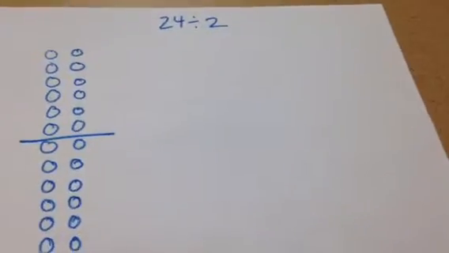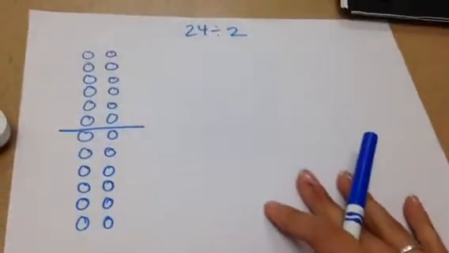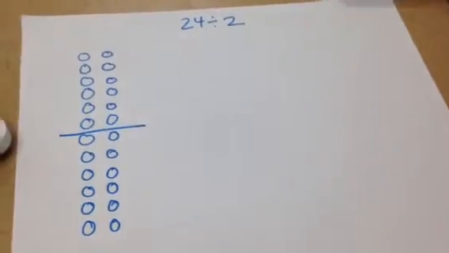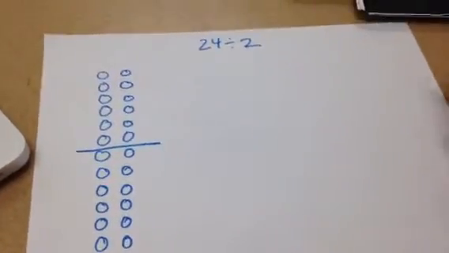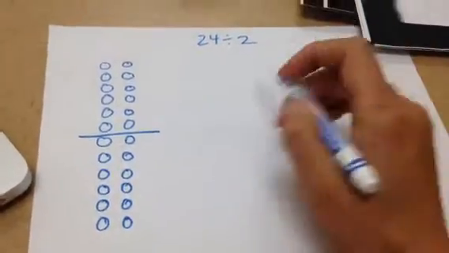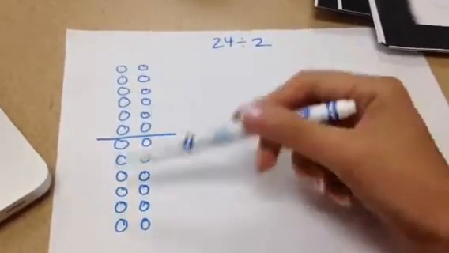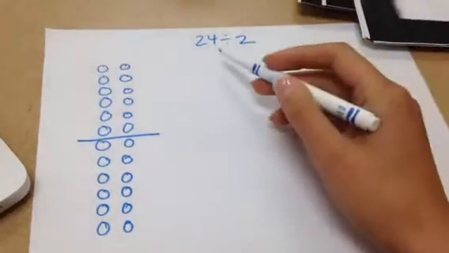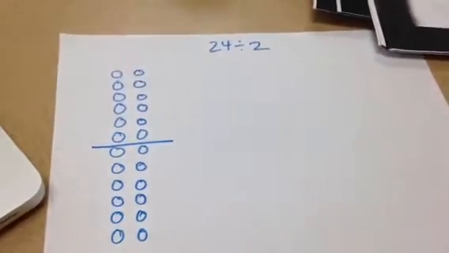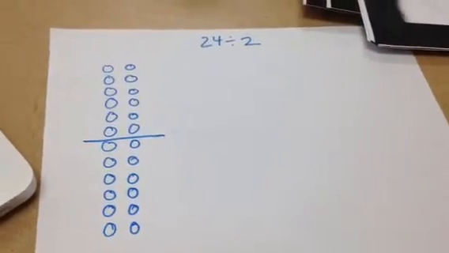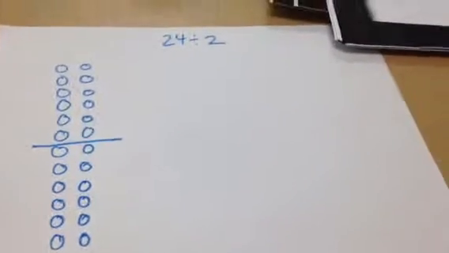Okay, last problem today. So this was on the problem set. You'll probably have something very similar to this on your homework tonight. So here we go. It says Nell draws the array below to find the answer to 24 divided by 2. Explain Nell's strategy.